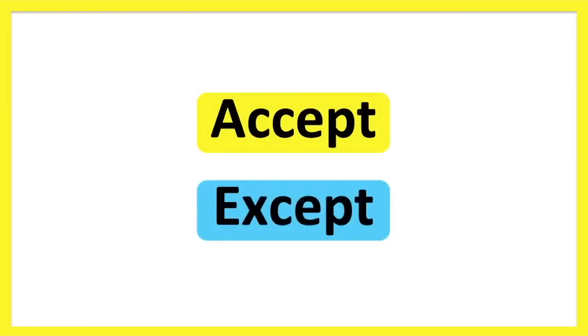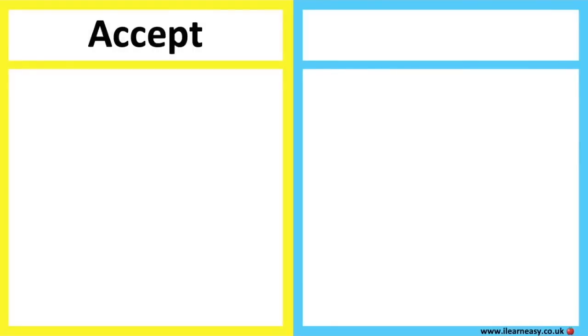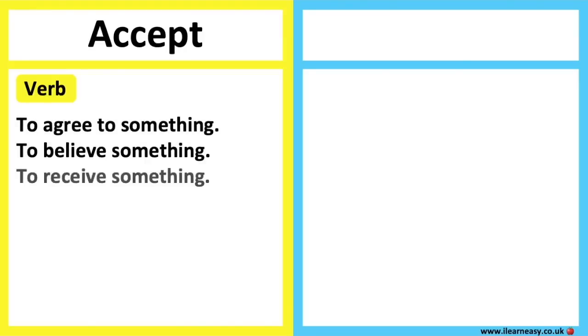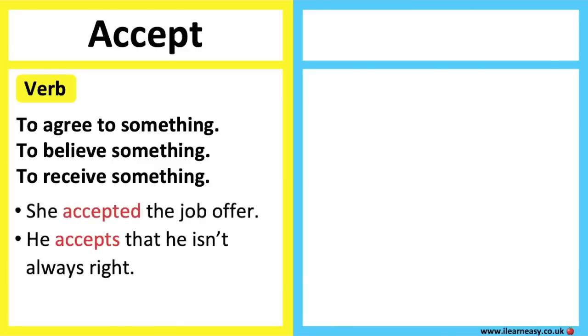Accept. Accept is a verb. It can mean to agree to something, to believe something, or to receive something. For example, she accepted the job offer. He accepts that he isn't always right. Can you accept my apology?